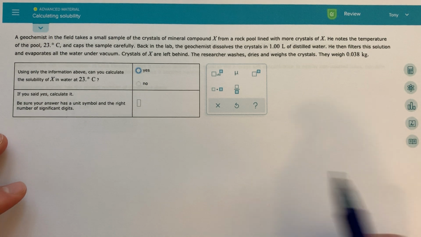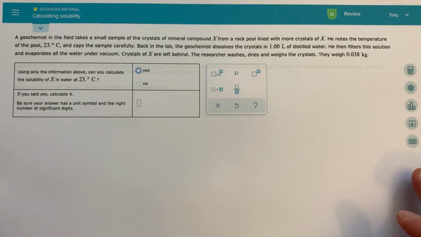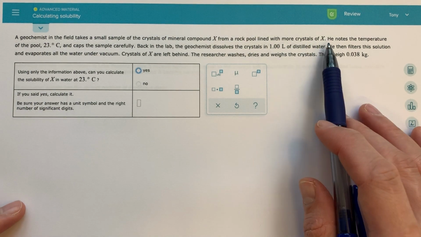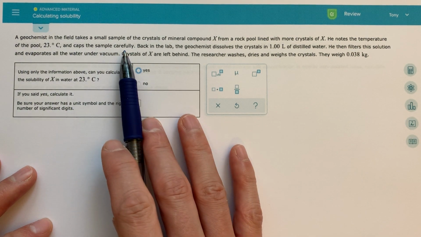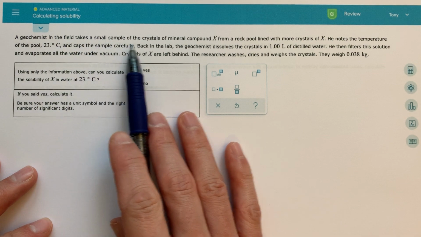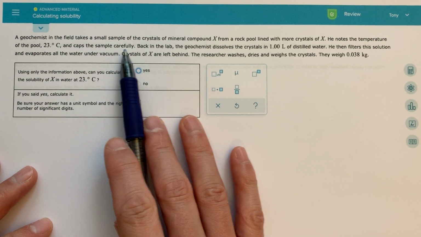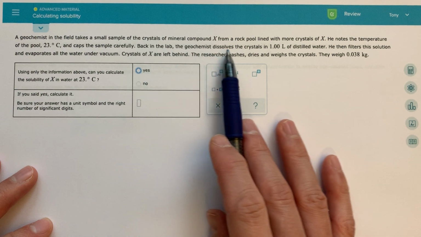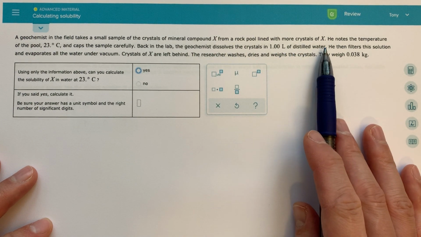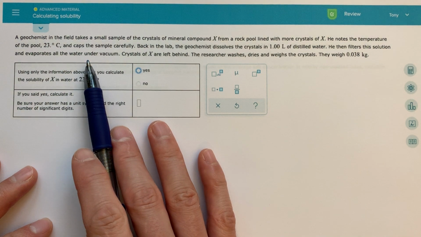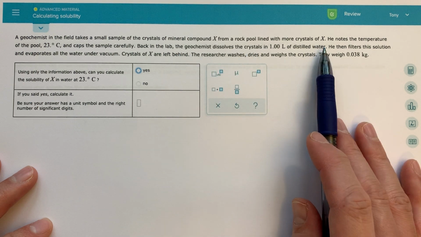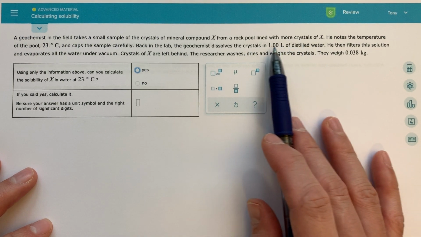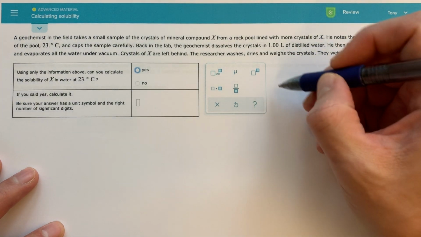In this one, it says a geochemist in the field takes a small sample of the crystals of mineral compound X from a rock pool lined with more crystals of X. He notes the temperature of the pool, 23 degrees Celsius, and caps the sample carefully. So he's basically just collecting a sample of crystals back in the lab, so he's got a solid. The geochemist dissolves the crystals in 1 liter of water. He then filters the solution and evaporates all the water under vacuum. Now, this does not say that there was any solid remaining. This does not say that the solution was saturated, right?